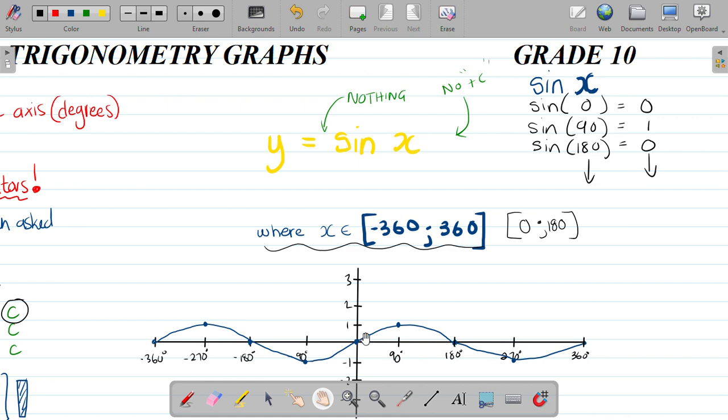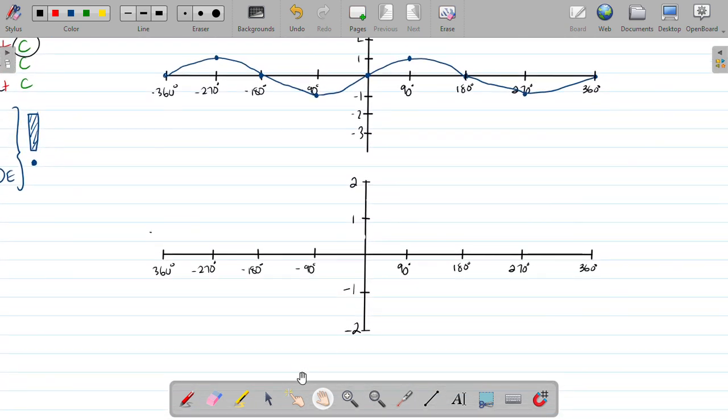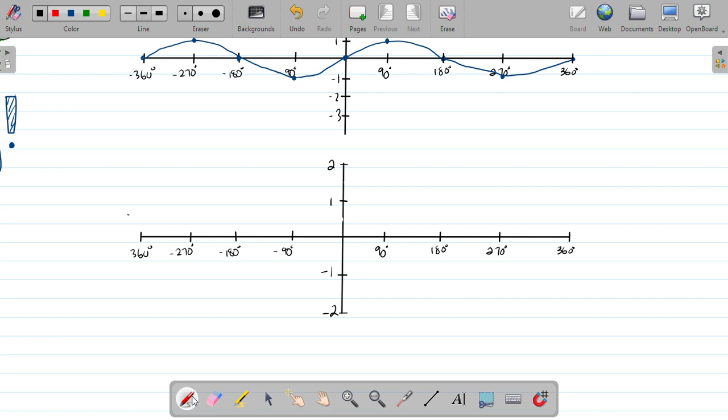How that is going to look is, if you can get out your calculators and follow along with me, let me use red. We saw that at 0 it is 0, at 90 it is 1, at 180 it is 0. If you put sine 270, you'll get -1. And if you put sine 360, we'll get 0.